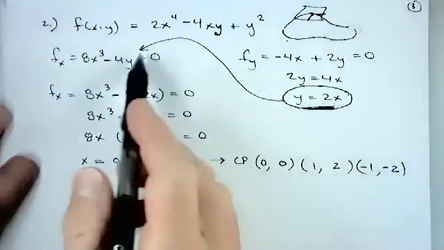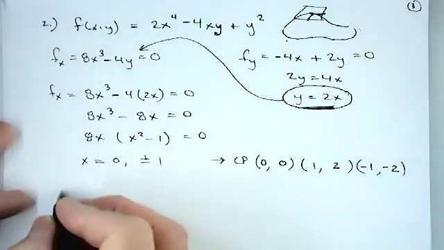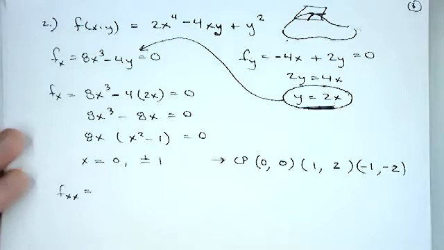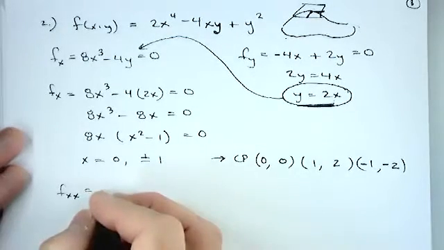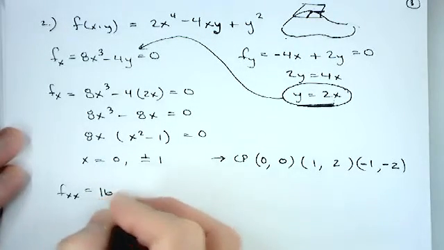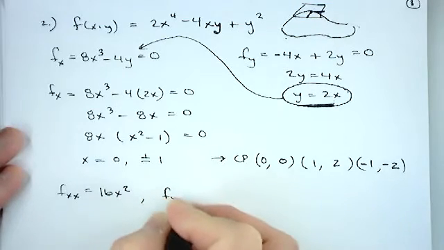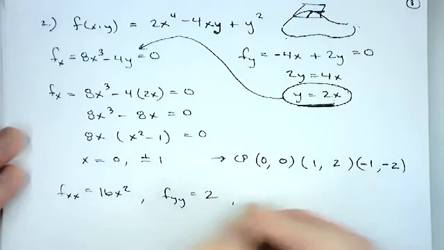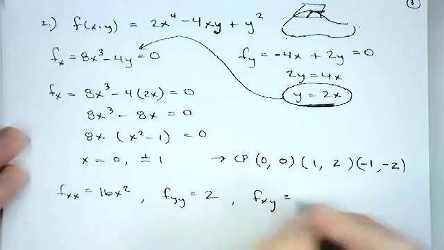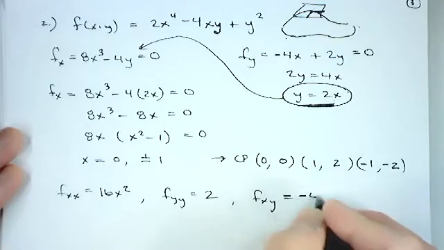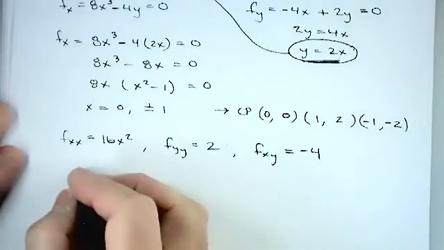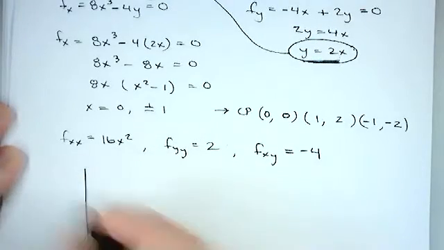So knowing I'm going to need my second partial derivatives for my second partials test, let's just crank those out right now. I guess since I have 3 points, I'll still make my table.